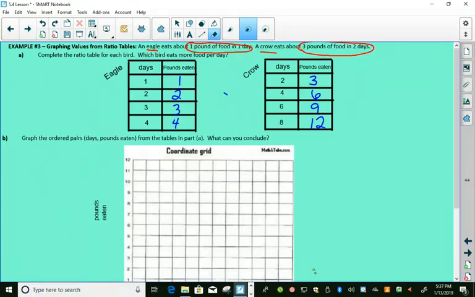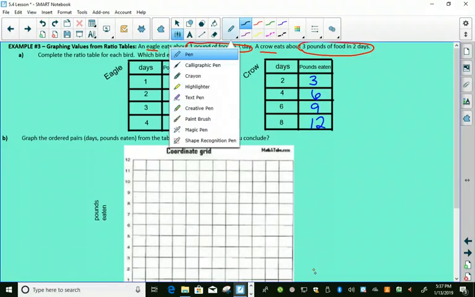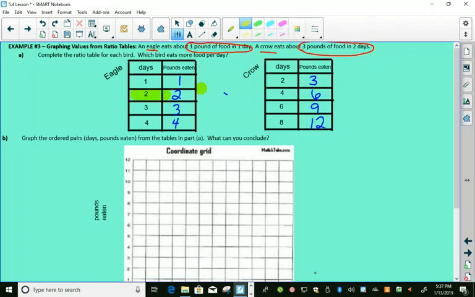Looking at this, to compare which bird eats more food, we have to compare something that's in common. So we can compare our amount for 2 days, or we could compare our amount for 4 days, because those are the ones they have in common. If I wanted to get to 6 and 8, I would have to extend my table for the eagle in order to compare.